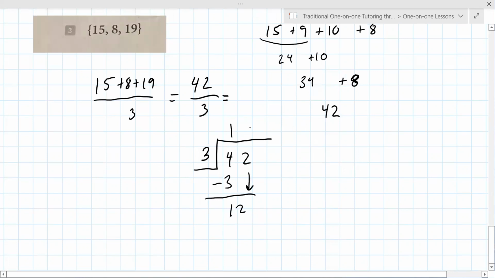There's 3 numbers, you're right. 14. Just 14. Right, because 4 times 3 gets you the 12. There's no remainder.